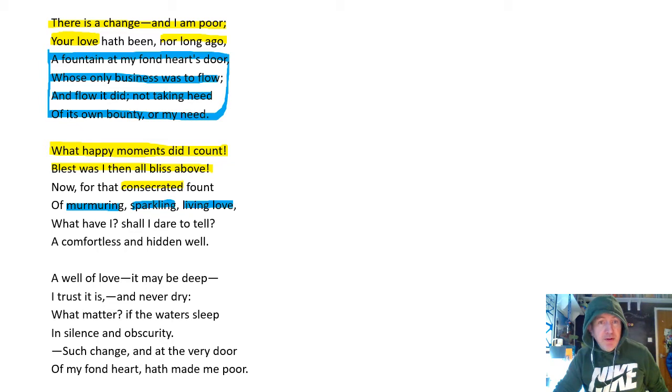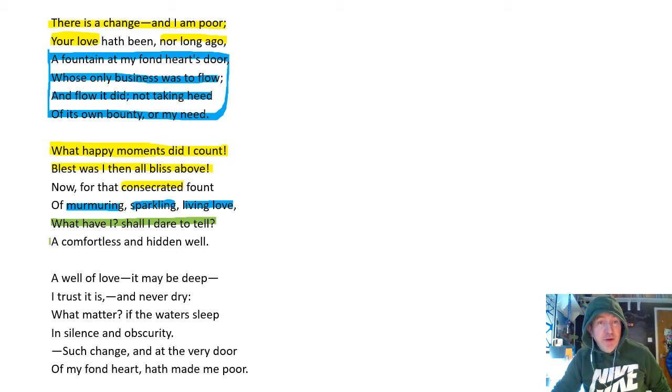It's pretty much just past halfway through the poem when these two questions come in, which indicates a real change of tone. What have I? Shall I dare to tell? So the narrator is questioning what he's got left, what does he have now, and is he brave enough to actually accept it and acknowledge it? And then he does. He tells us what he's got now.